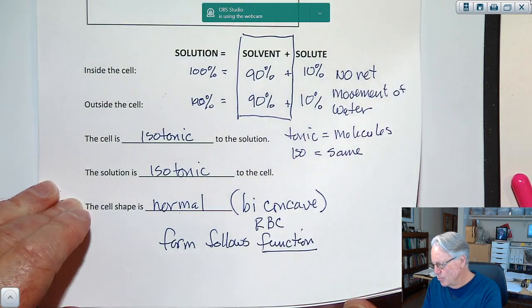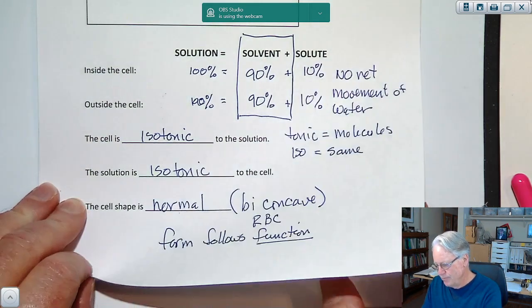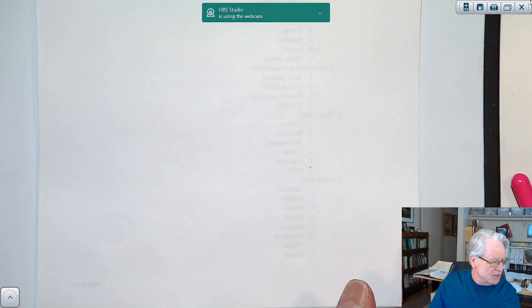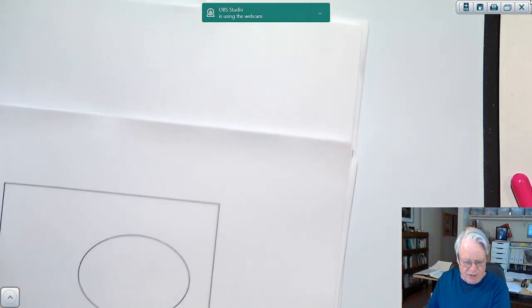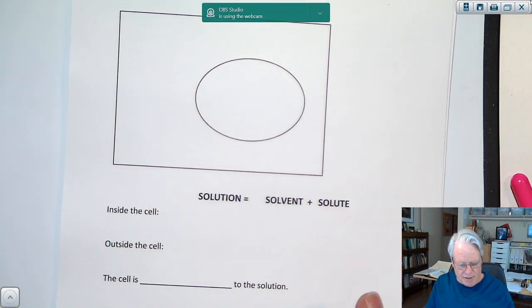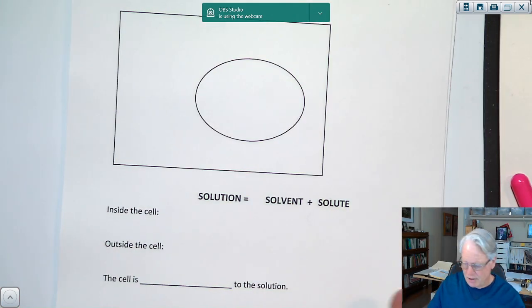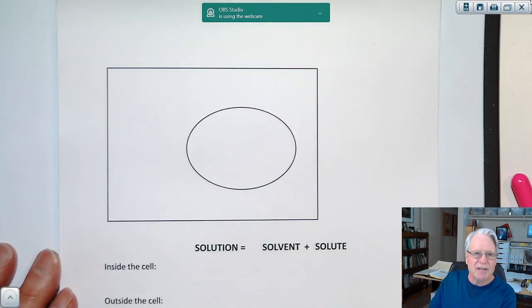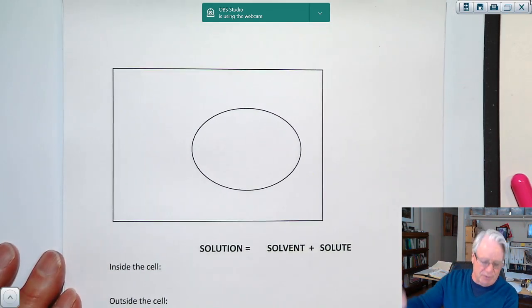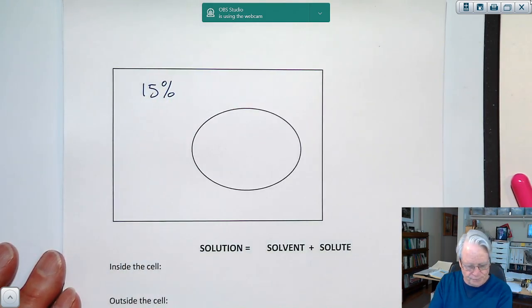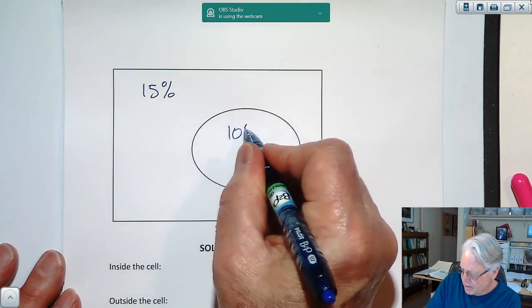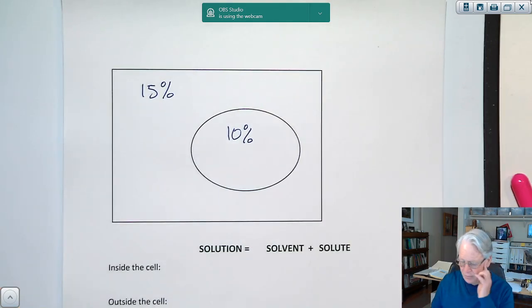All right. Well, let's go on to another example. So set this aside and see if we have another example here. And indeed we do. So I'm going to now simulate a different set of circumstances. I'm going to say I have 15% here and 10% here.